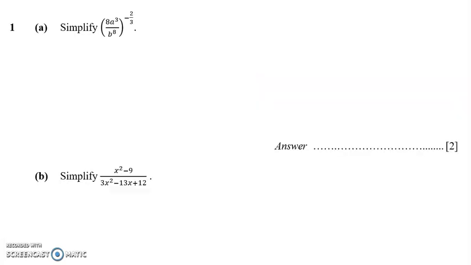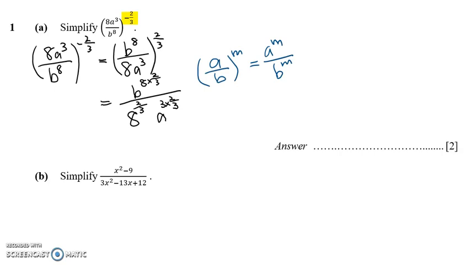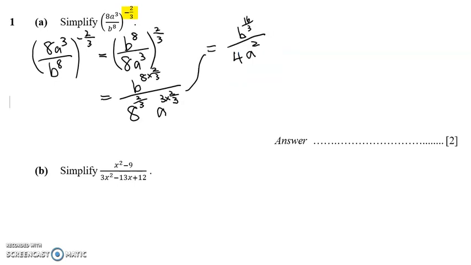For question 1a, we need to simplify this expression. Now we can start by changing the power from a negative 2/3 to a positive 2/3. We can do so by taking the reciprocal of the fraction inside the bracket. Then we will need to use this law of indices to help us simplify the expression, giving us the final answer like this.